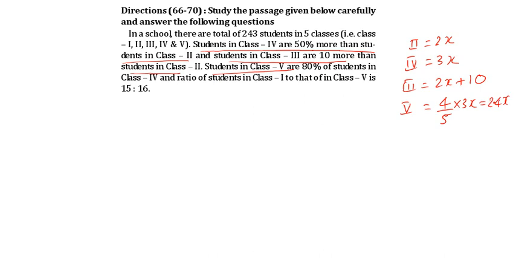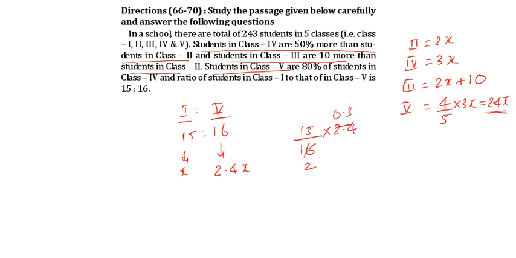Now the ratio of classes 1 to 5 is 15 is to 16. That means 16 is equal to 2.4x. 15 is equal to how much? 15 by 16 into 2.4, that is 2.25x. So this is first class, 2.25x.